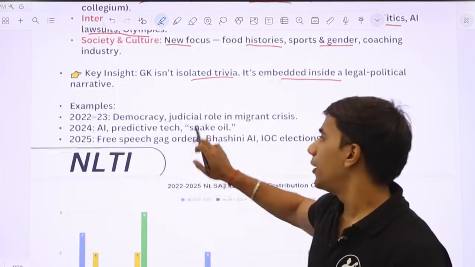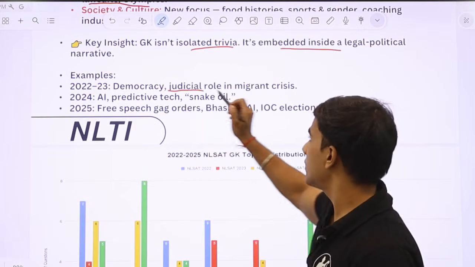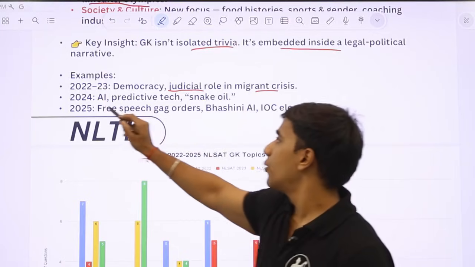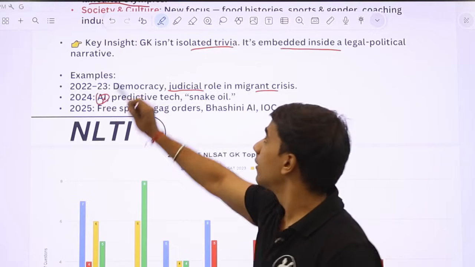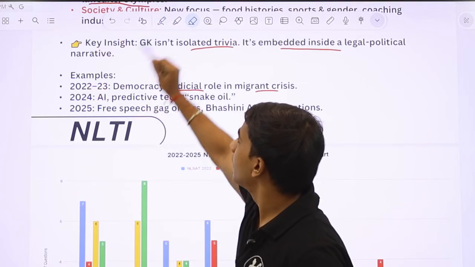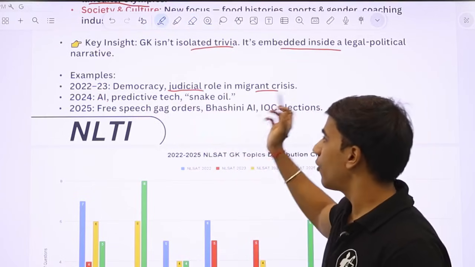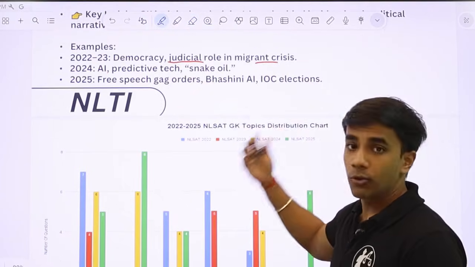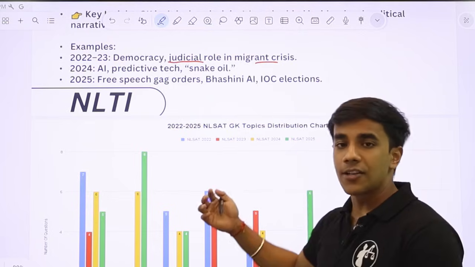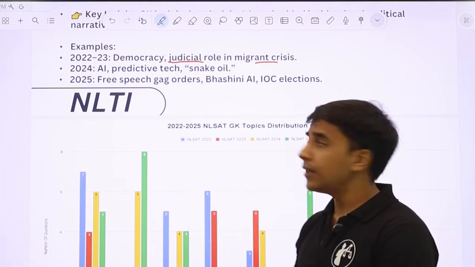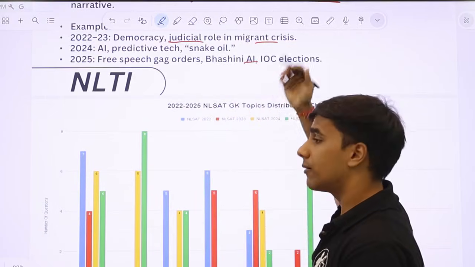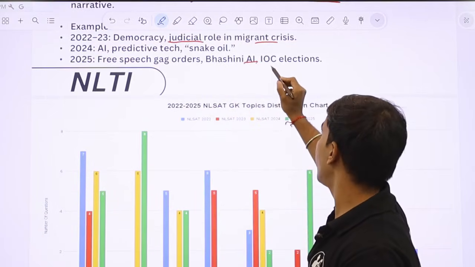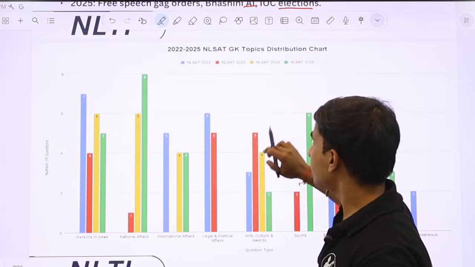For example, in 22-23 there was a question about democracy, judicial role in migrant crisis. 24 had a reliance on international current affairs, as we've talked about. There was a question about AI, there was a question about predictive tech, snake oil. Again, in 25 there was a focus on international news and interdisciplinary approach, and a focus on free speech, gag orders, Bhashini AI that was recently incorporated by the government agencies, and the elections.